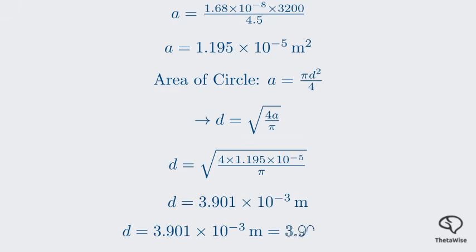Finally, we can express the diameter in millimeters. Since there are 1,000 millimeters in a meter, we multiply by 1,000 to get our final answer, 3.901 millimeters, and that's how you solve for diameter. Let's move on to a more complex problem involving a parallel circuit.